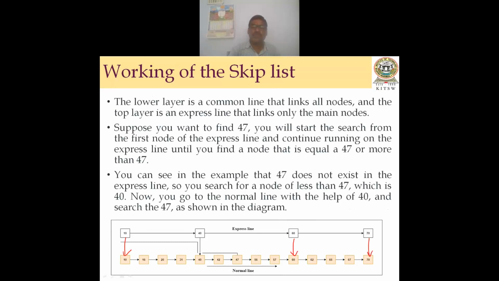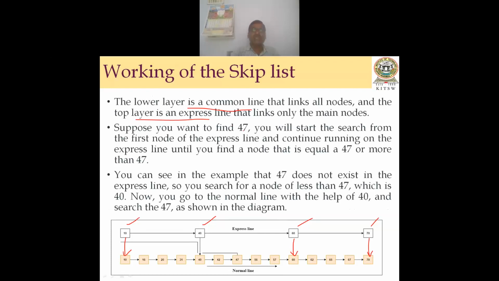So when we go to the lower layer, it is a common line that links all the nodes, whereas the top layer is an express line that links only the main nodes, here 10, 40, 60, and 70. These are the main nodes which we are linking here.